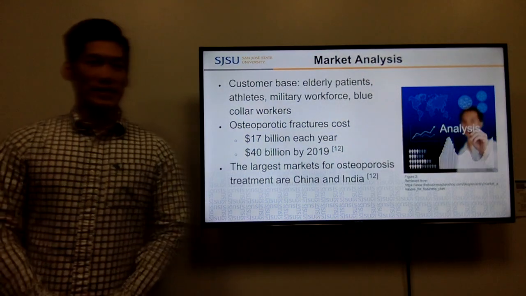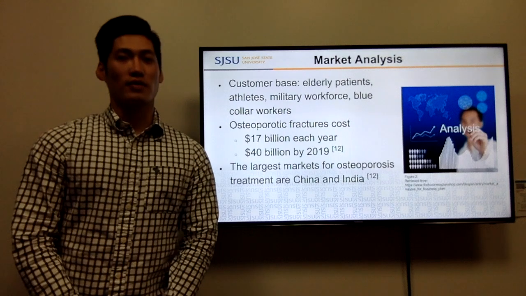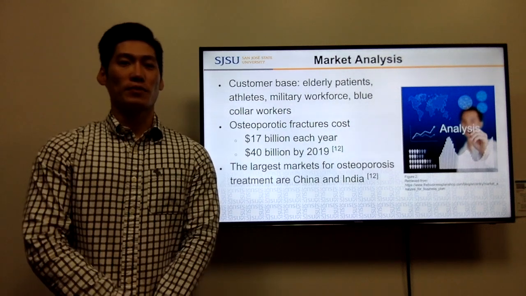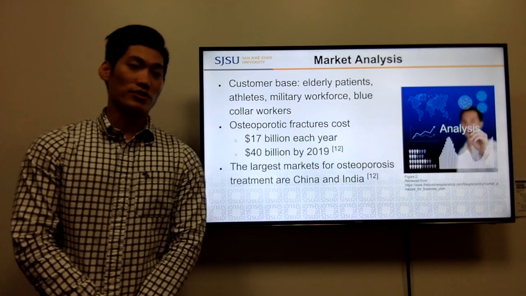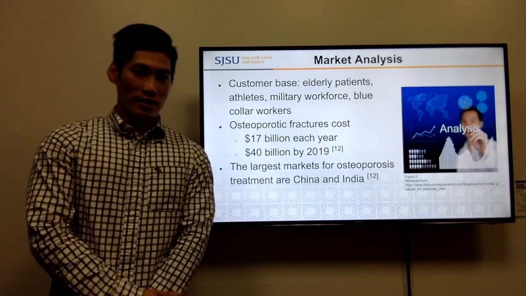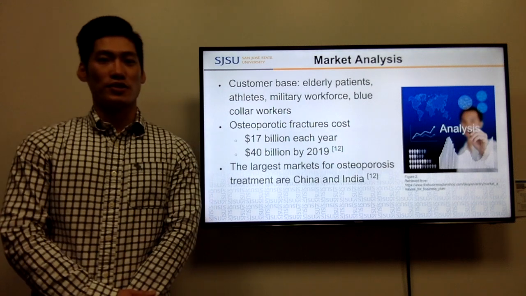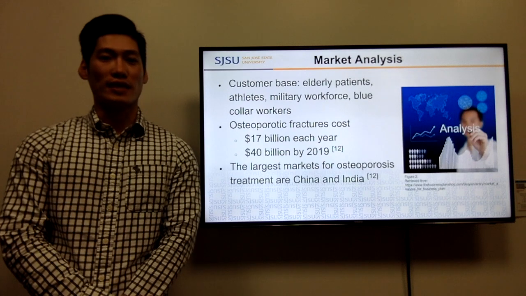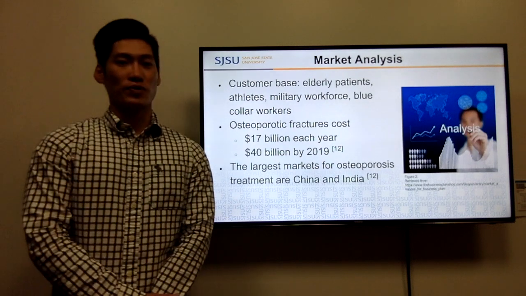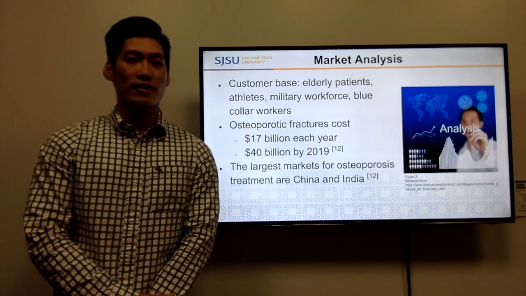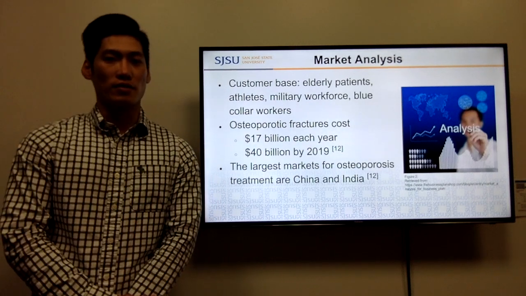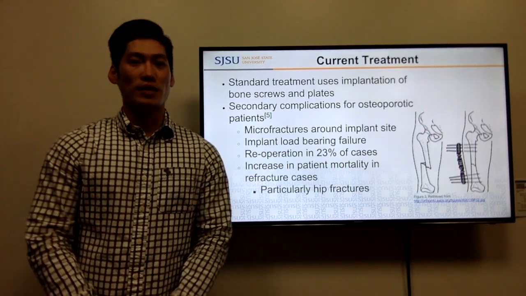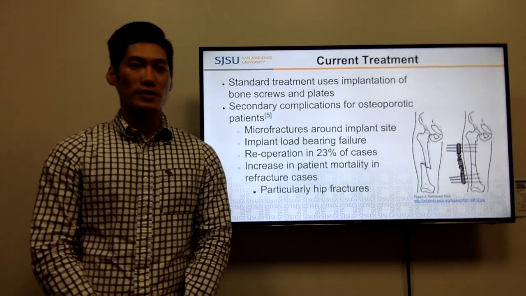So for the market analysis, the customer base of this method includes elderly patients, athletes, military workforce, and blue-collar workers. Osteoporotic fracture reportedly costs $17 billion each year and is estimated to rise to 40 billion by 2019. The largest markets for osteoporosis treatment are China and India, where most, 80%, of the patients are located. The standard treatment uses the implantation of bone screws and blades.